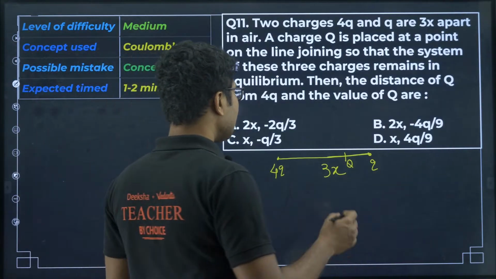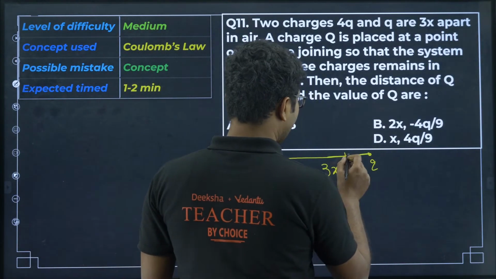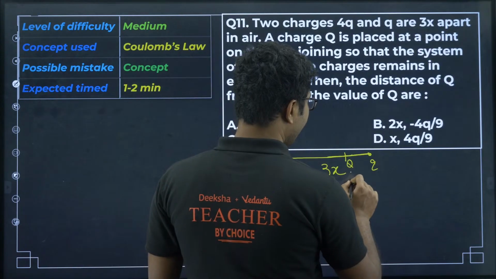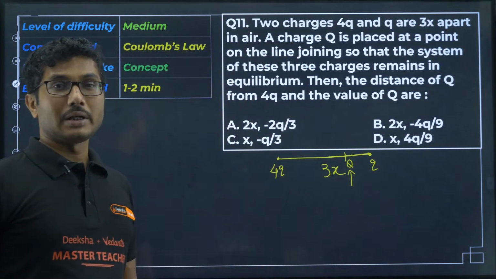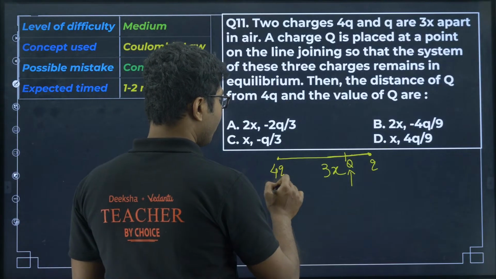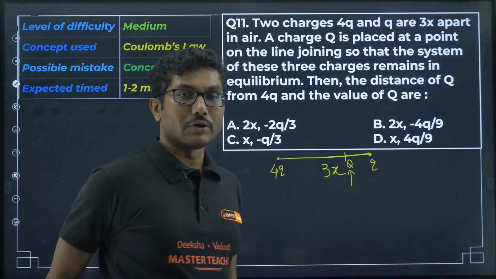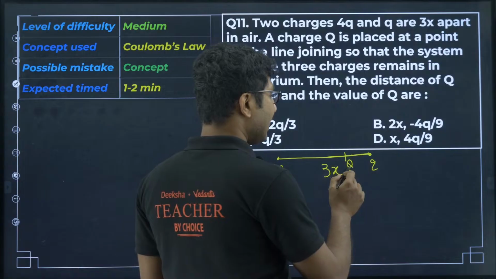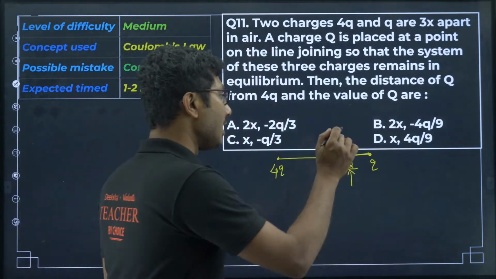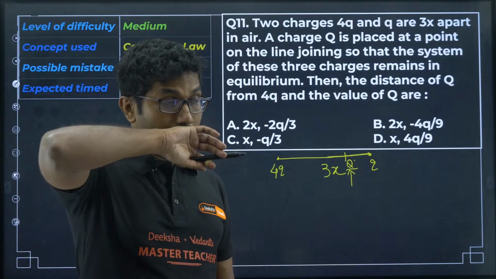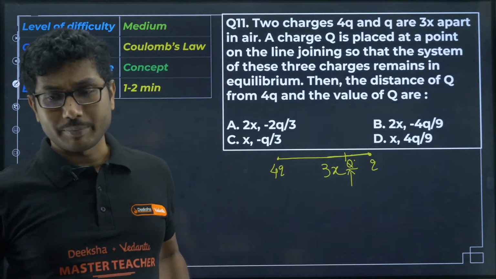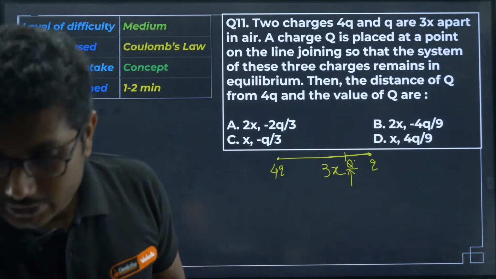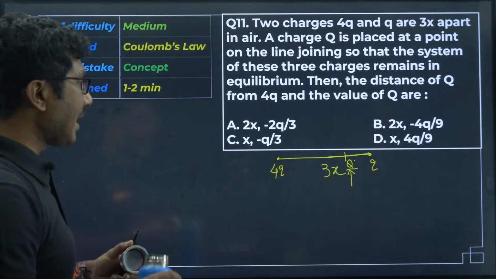What is the meaning of that? System is in equilibrium means whatever forces are acting between these three charges, all the forces on capital Q are 0, all the forces on small 4q are 0, all the forces on q are also 0. That is the meaning of all three charges being in equilibrium. If I say only capital Q is in equilibrium, that means only the forces on capital Q are 0. But if I say the system is in equilibrium, that means forces on individual charges are 0. Okay, you can have some time to solve it.